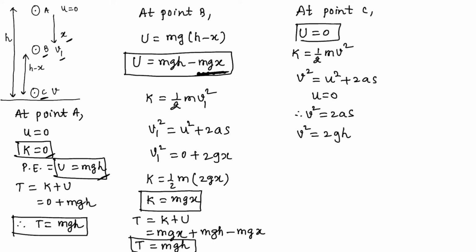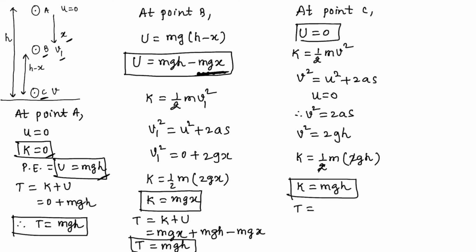Now v squared is equal to 2gh. If we substitute this value in K, K is equal to half m, and instead of v squared we write 2gh, 2 and 2 get cancelled and we get K is equal to mgh. So kinetic energy at point C becomes mgh and potential energy becomes 0. So total energy is equal to K plus U, that is mgh plus 0. So total energy is equal to mgh. So at point A, point B or point C, the total energy remains constant, that is mgh.